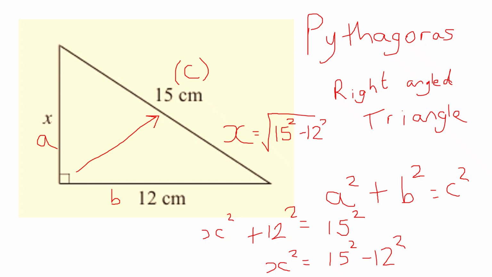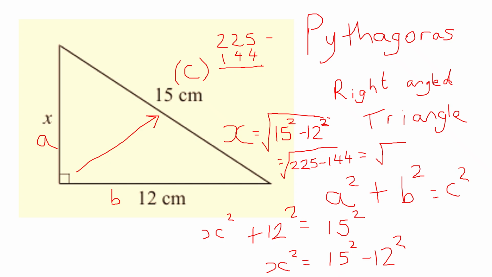15 squared is 15 times 15. This makes 225. And then we're going to subtract 144, which is 12 squared, 12 times 12. I'm going to leave it in exact form here because I haven't got my calculator, I apologize. So I'm going to do 225 subtract 144. Obviously at home, please feel free to decimalize it. That's fine, but I haven't got my calculator here at the time of recording, so I apologize.